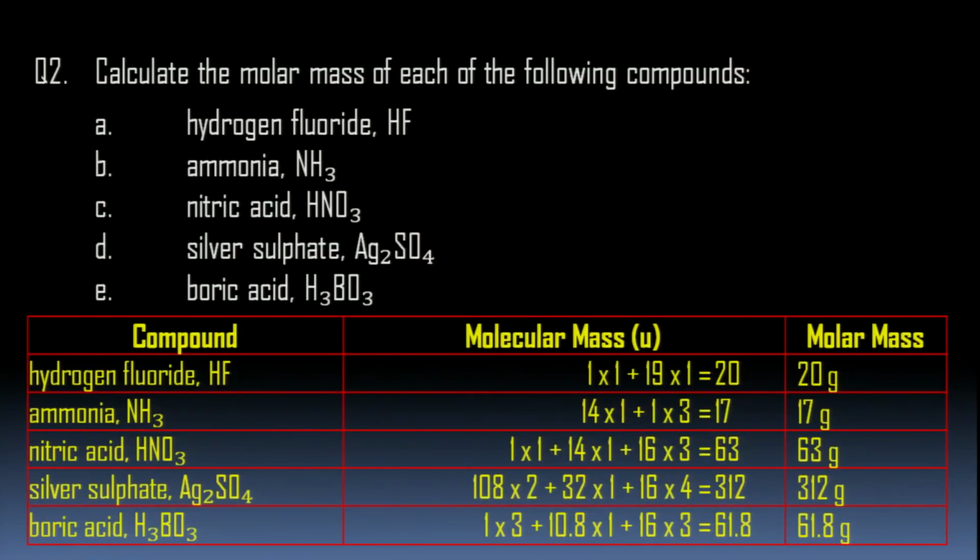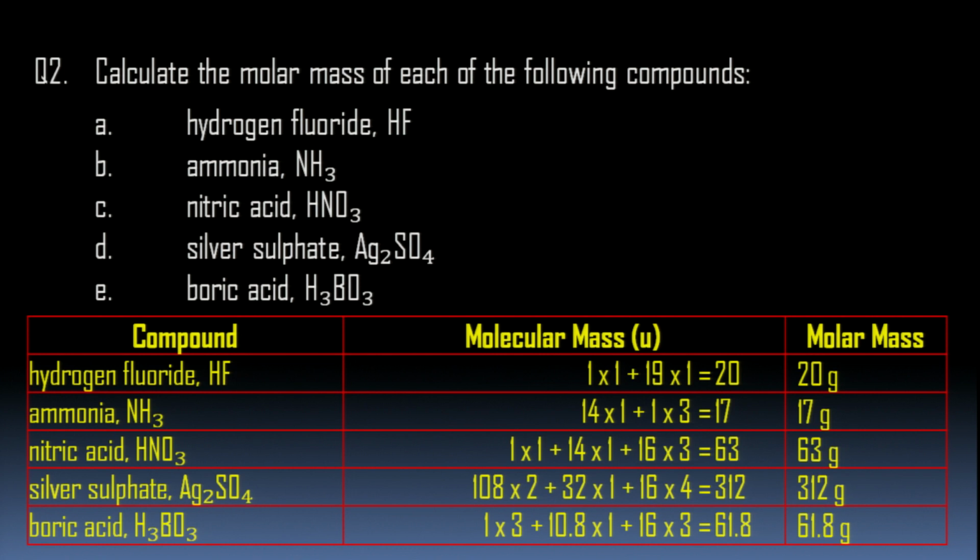Calculate the molar mass of each of the following compounds. You have to learn this, children. See here, molar mass. It's very easy. Once you see, start doing, keep your pens and notebooks ready. You start doing along with me. Hydrogen fluoride, HF. What is the molecular mass? For hydrogen, 1 U, one atom of hydrogen means 1 into 1. Fluorine, 1 atom, 19. That is the atomic mass of fluorine is 19. 19 into 1, it will give 20. Molecular mass is 20 U, but molar mass, 20 U means it will become 20 g.